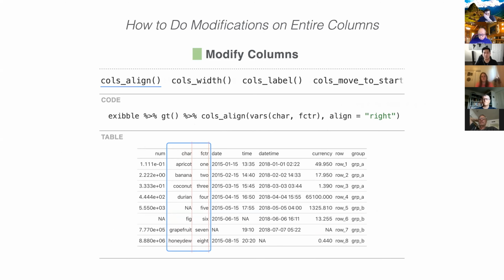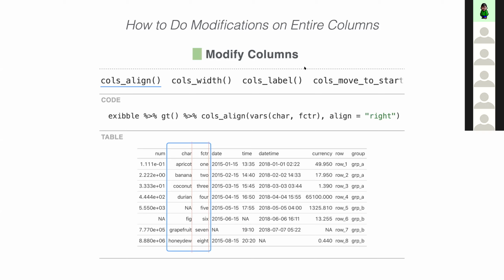Great. Whew. This is a lot of functions. Okay, but hopefully you'll not remember this stuff, but hopefully it gives you some idea what the capability is. That's really the point here. So there's a bunch of functions inside this modified columns family of functions. They all start with cols underscore. In this case, I'm looking at cols align. It just changes the alignment of values in a column. So in this case, these were formatted to be left, and I think this one was center. In this case, we're just aligning it to the right, these two columns, char and factor.